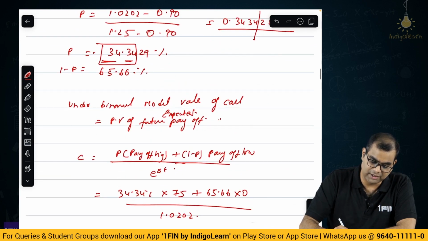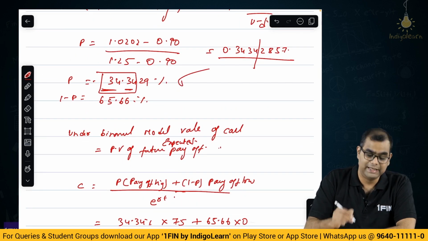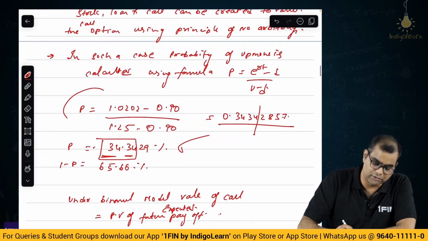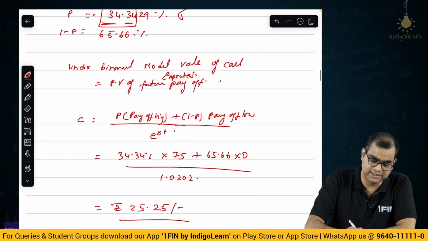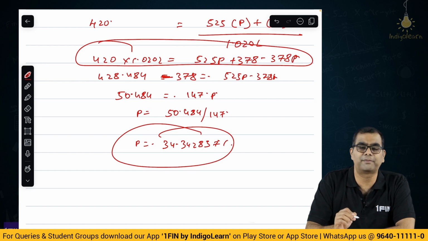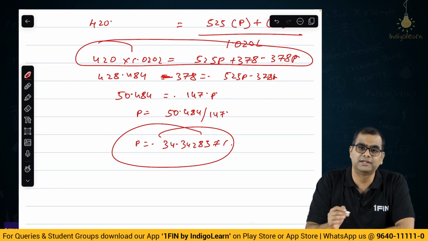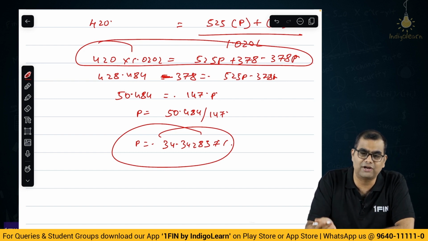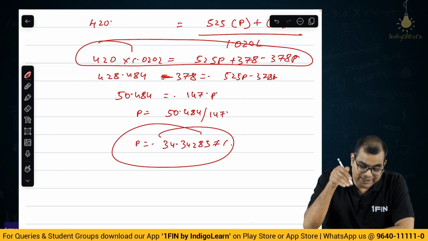We have got the same number here. In binomial model, you use P is equal to (e power RT minus D) by (U minus D). In risk neutral valuation, you basically say that current stock price is equal to the present value of expected values of future stock prices. You have to basically state this.